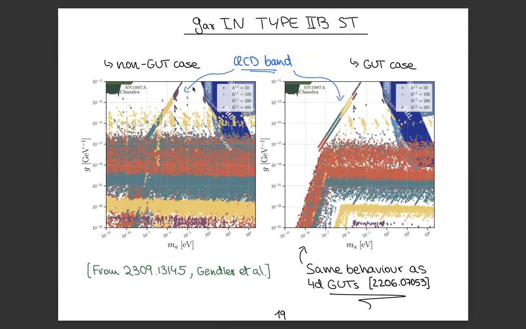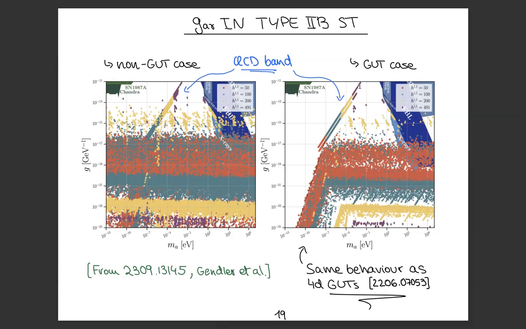So here what you see is two different scenarios. You see a non-GUT symmetric case and a GUT symmetric case. And what they do is for every axion, they compute what is the expected coupling to photons and they plot it. And this is the same plane as before, g_aγγ versus the axion mass. And in this plot, if we focus on the GUT symmetric case, there are two nice, or let's say two well-defined patterns. The first one is the larger is h11, the heavier is going to be the QCD axion.